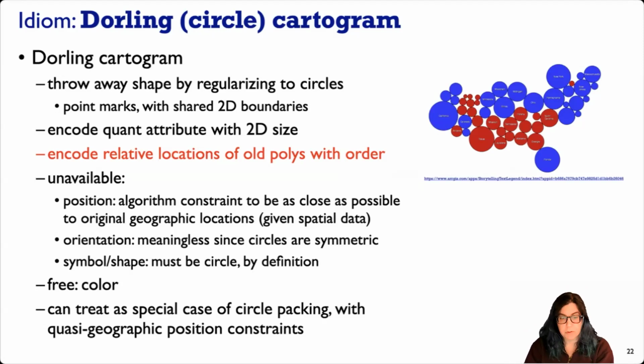What's not available below is position because the algorithm is moving things as need be. It is still trying to maintain these constraints, which is all the circles need to touch each other. So it needs to be a circle packing. We can't reorient because circles are symmetric. We can't have a different symbol because definitionally, Dorling cartogram is circles. You're definitely free to color code, as this example shows. So it's like we're doing circle packing with quasi-geographic position constraints. You're trying to do as much as you can to preserve the position, but the only thing you're really guaranteed to preserve is that order.